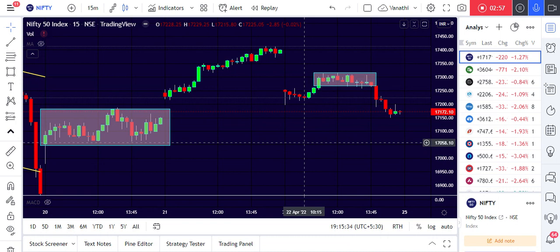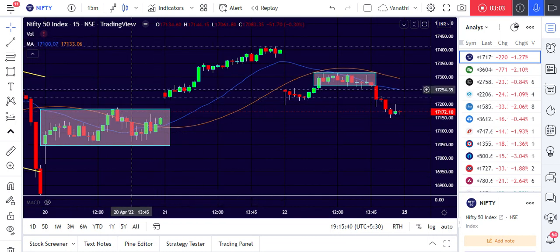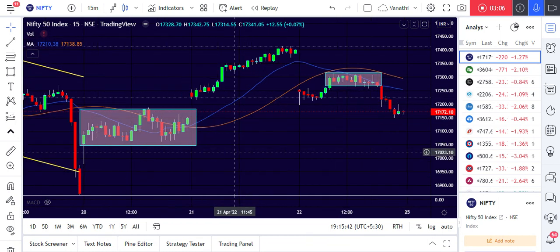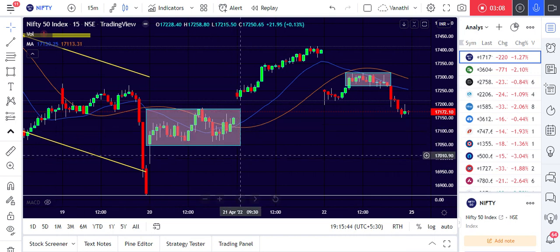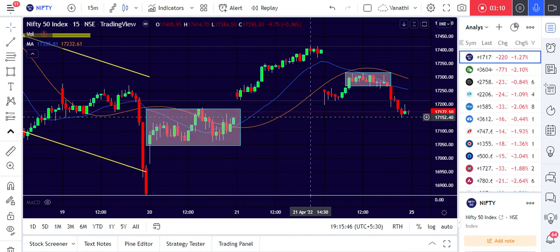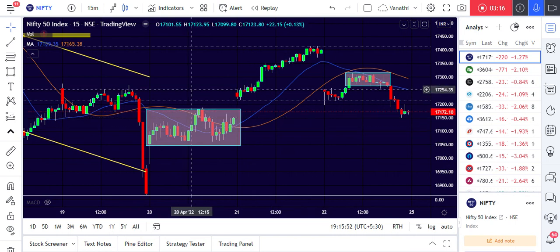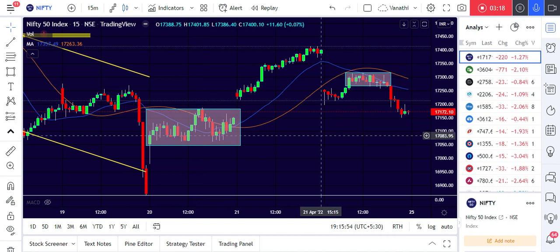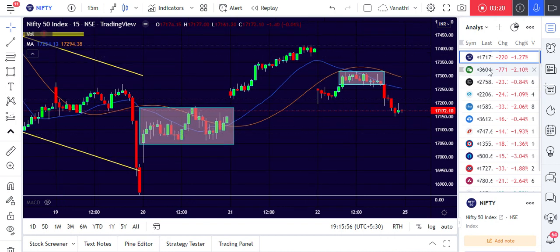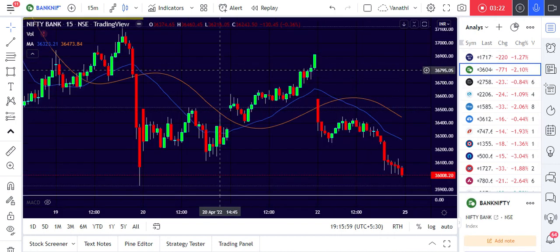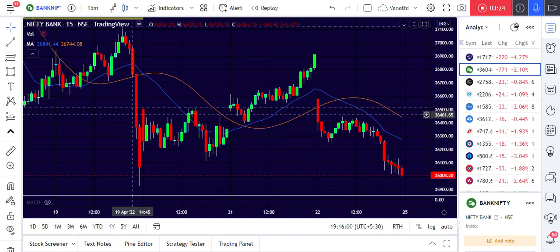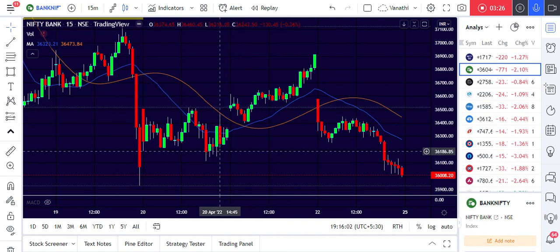Now let's start our analysis with the moving average. This is a 20 moving average, and I have applied a smoothing line to it. Whenever the price is taking support at the 20 moving average, it will test the strength of bulls and bears. So here in Bank Nifty, see, this is a range.